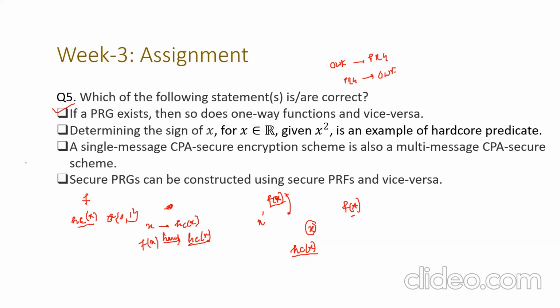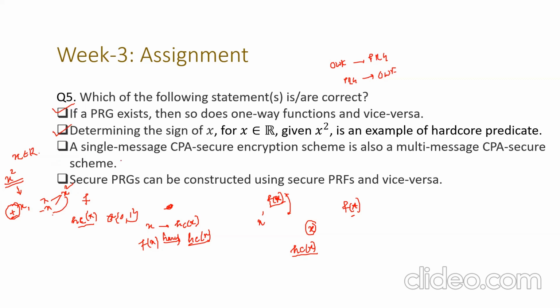Now, for this particular example, if you know that x is a real number and you are seeing the value of x squared, you can of course perform the square root operation to find some x, but whether it has a sign of plus or minus, you cannot determine with non-negligible probability, because both x and minus x map to the same value x squared. So indeed, it is a hardcore predicate.